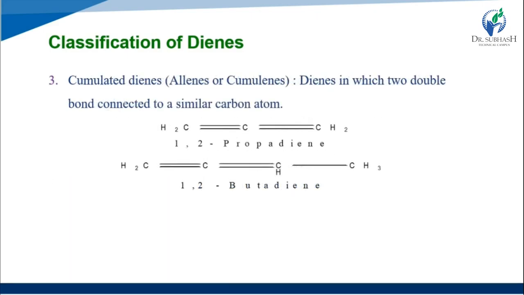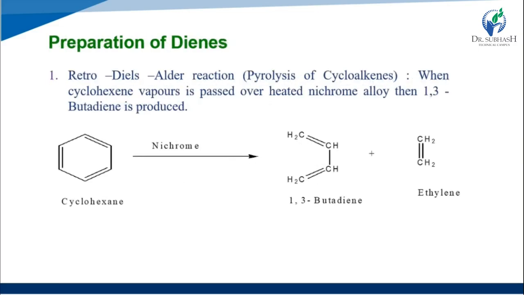Third, cumulated dienes, also known as allenes or cumulenes. These are dienes in which two double bonds are connected to the same carbon, two double bonds attached to one adjacent carbon. Here are two examples, 1,2-propadiene and then 1,2-butadiene. One carbon has two double bonds, so that's called a cumulated diene. Now we study the preparation of the dienes.